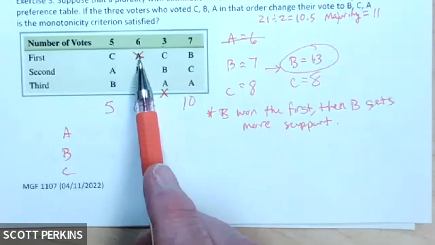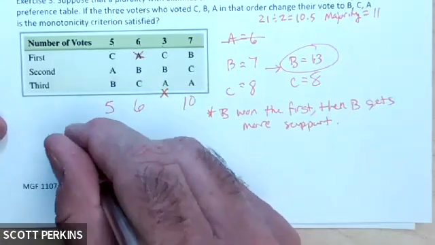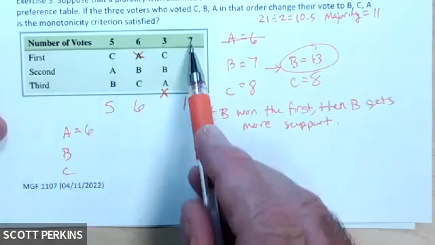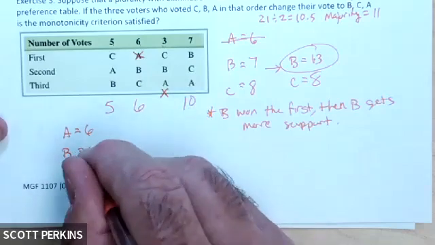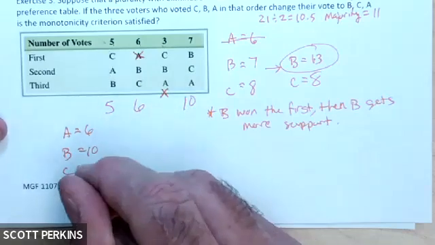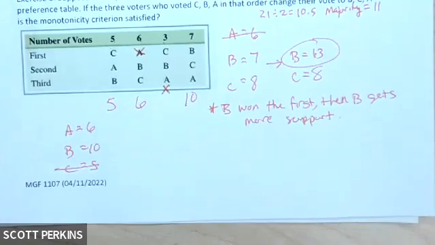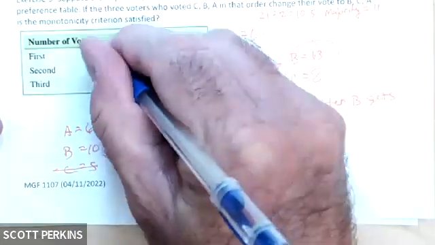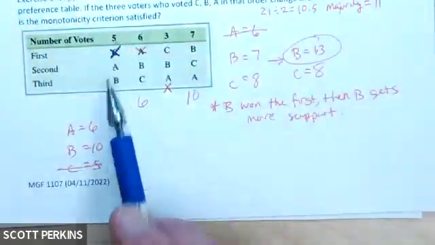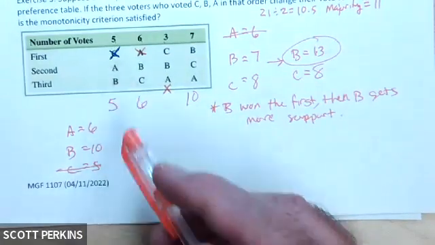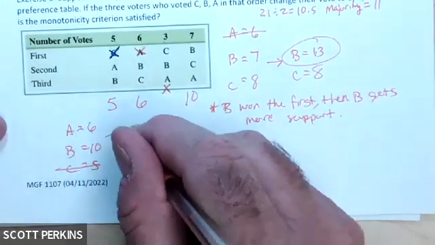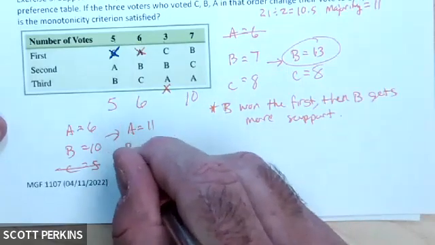Now A still has 6 votes in this column. B now has 10 votes because of BCA. And C still has 5. Again, no one has the majority. We need 11. B is really close, so I'm going to use a different color. I wasn't thinking ahead because I often don't do that. Now I'm going to cross out those C votes. Those 5 C votes are now going to go to A. So here's what I've got. A now has 11, B has 10.